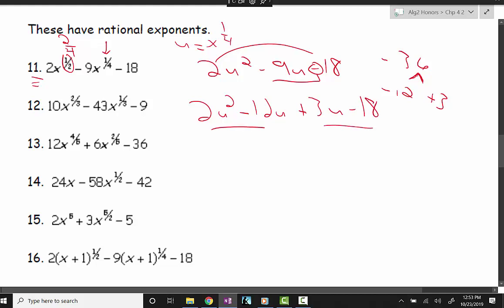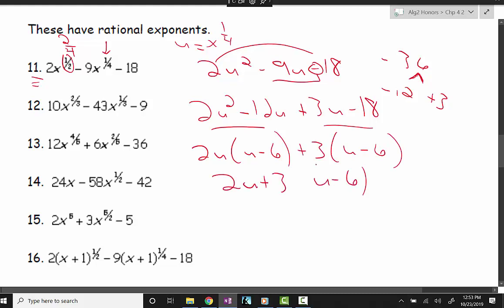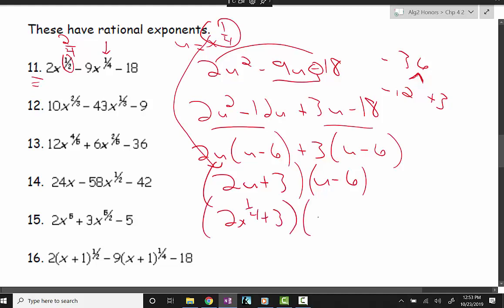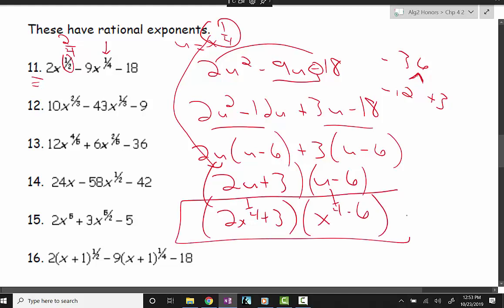GCF of each pair, 2u, and we got u minus 6. We need u minus 6 again. Sign stays the same, so it must be plus 3. So 2u plus 3 and u minus 6. But again, don't forget to use the substitution back in. So 2x to the 1/4 plus 3 and x to the 1/4 minus 6 is the answer we're actually looking for.